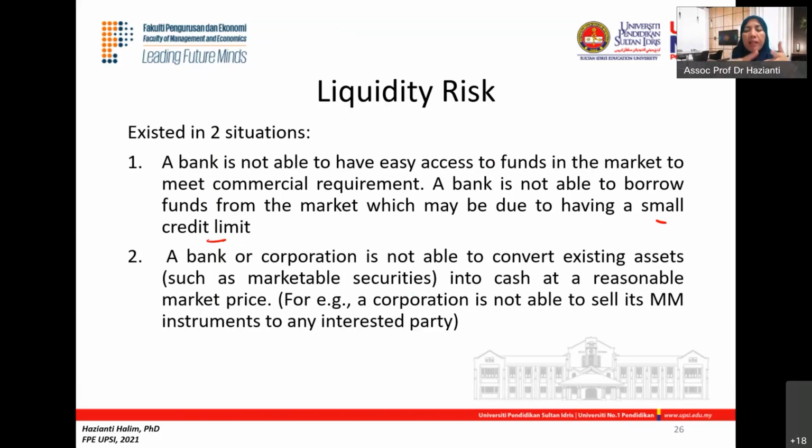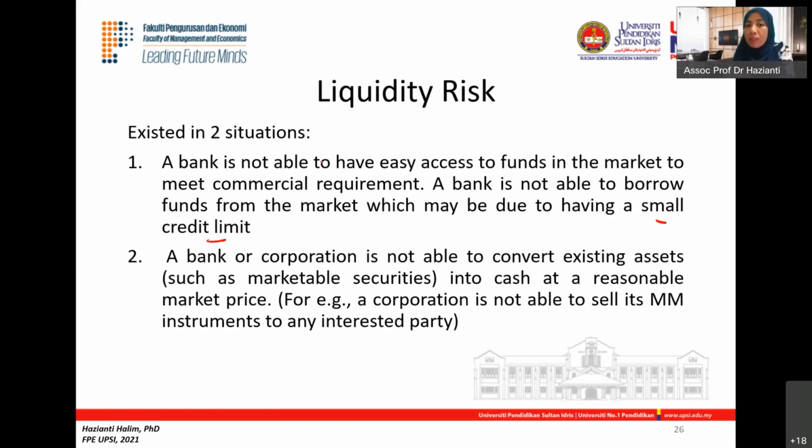The second situation is that they are not able to convert their existing asset into cash at a reasonable market price. Just now we showed that the bank has money market securities, money market instruments, such as bankers acceptance, NCD, NID. What happened is they are not able to convert that security, that paper, into cash. Like me as a bank, I have bankers acceptance. I can issue bankers acceptance but I have no customer. So when it cannot be converted into cash, no party is interested to buy the money market instrument, the bankers acceptance or the treasury bill, for example.